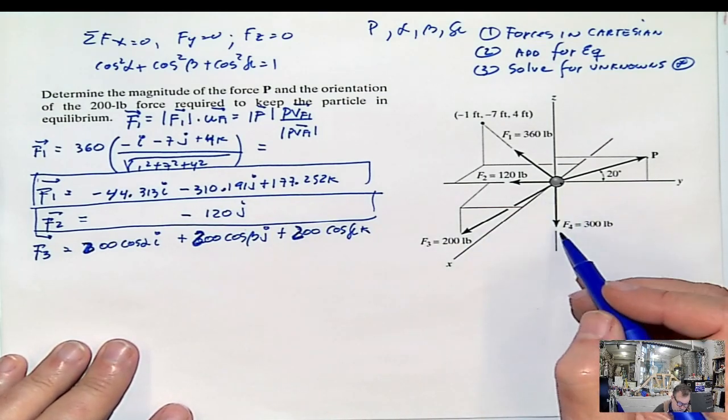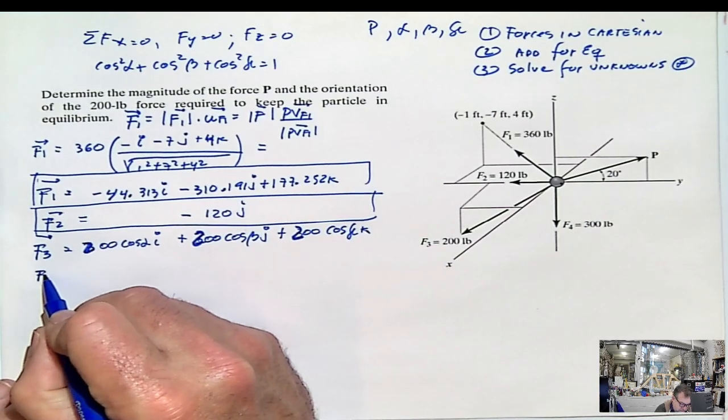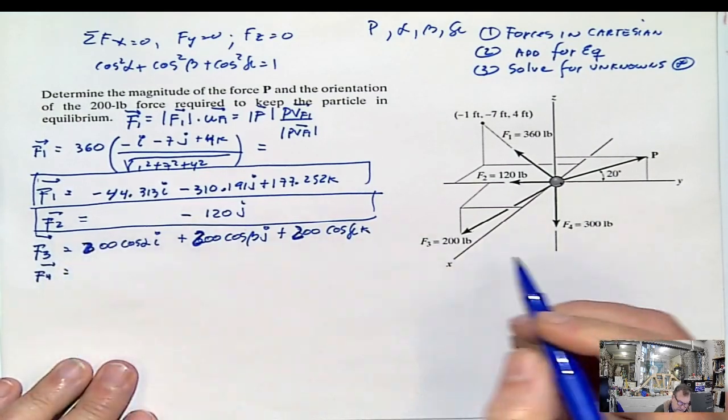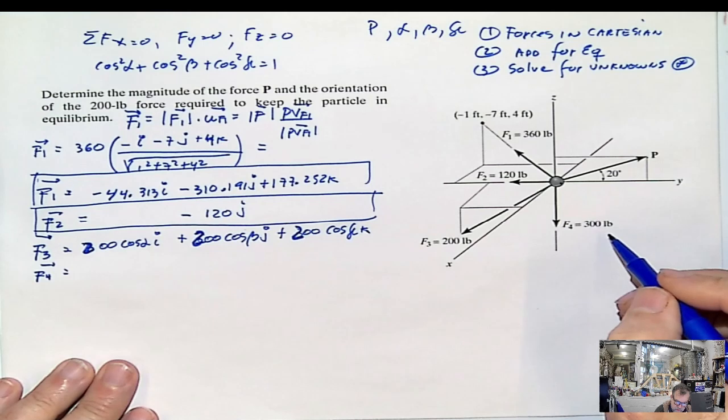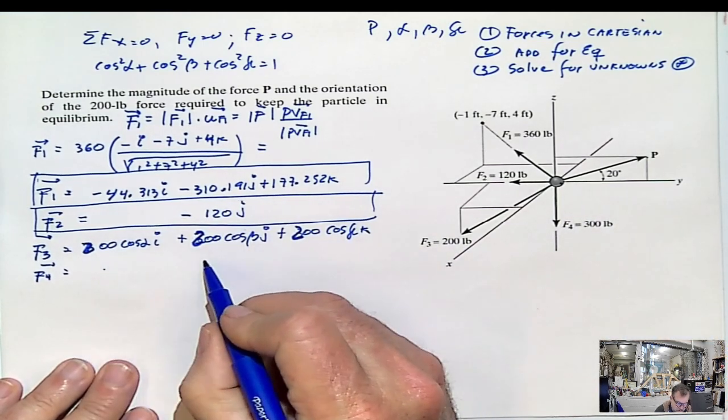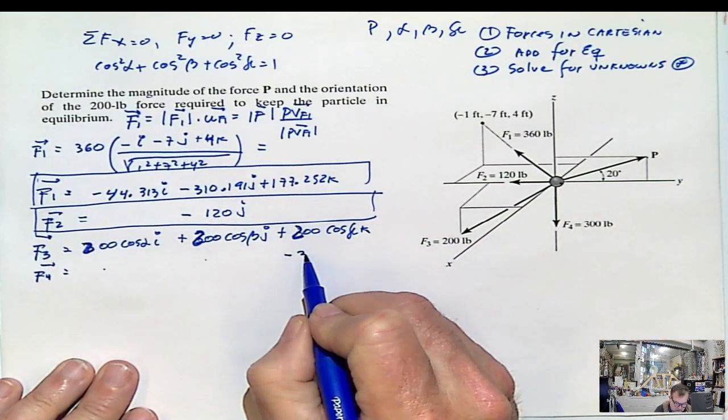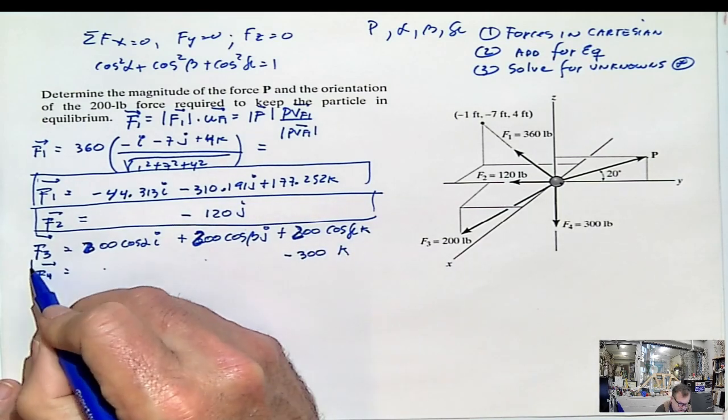Force 3. For force 4, amazing. Why is it amazing? Because it goes in the negative direction of the z-axis. So it's going to be 0, 0, negative 300k in this way.